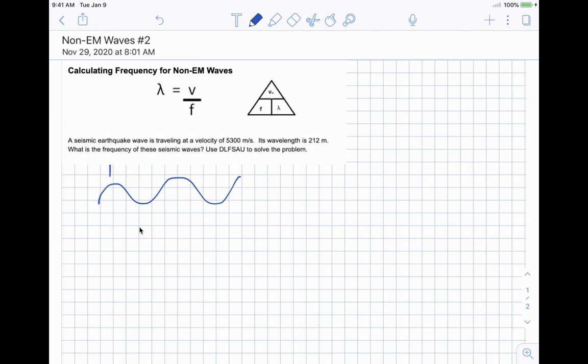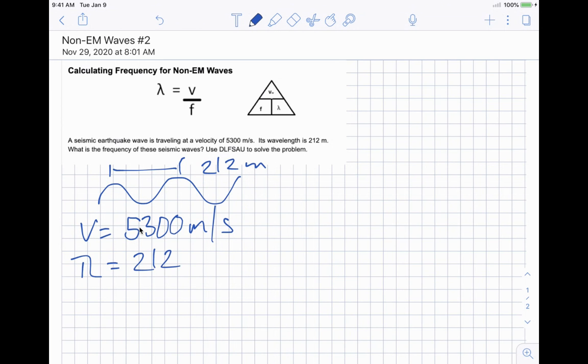So D stands for draw, and DiLiFSaU, so we're going to draw our wave. We are able to label its wavelength at 212 meters. And L is for list our variables, so we know that its velocity is 5,300 meters per second, and its wavelength is 212 meters, and we're calculating frequency.